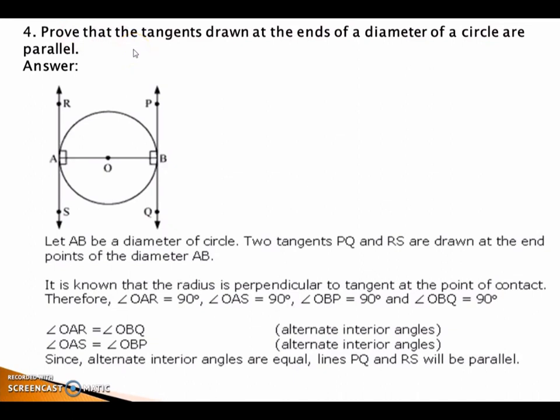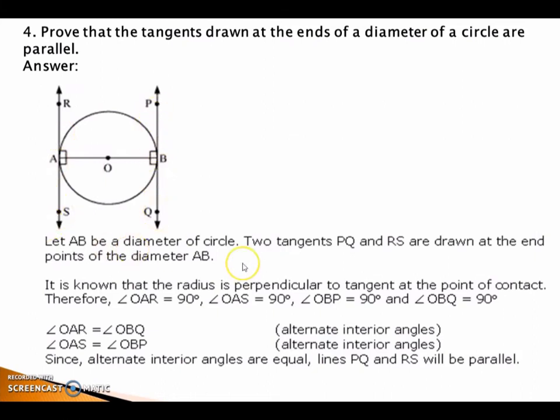Next question is the fourth one. Prove that tangents drawn at the ends of a diameter of a circle are parallel. Okay, so this is a circle. AB I'll consider as a diameter. Obviously the diameter passes through the center of the circle. So AB is the diameter which is passing through the center O. OA is the radius and OB is also the radius. And we are drawing two tangents, RS and PQ, at these two points A and B. We have to prove that RS and PQ are parallel to each other.